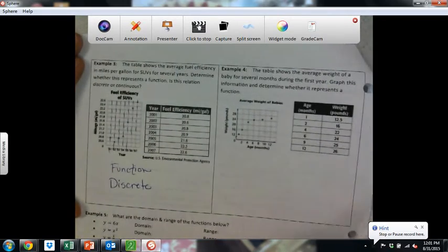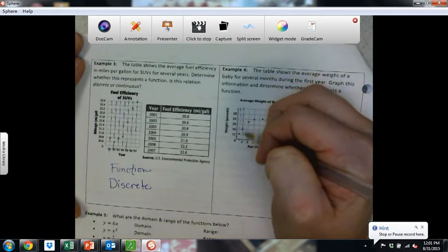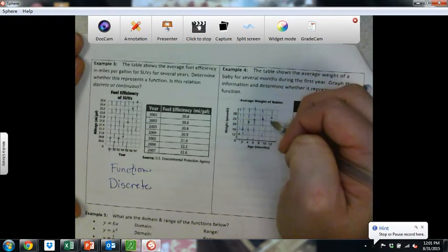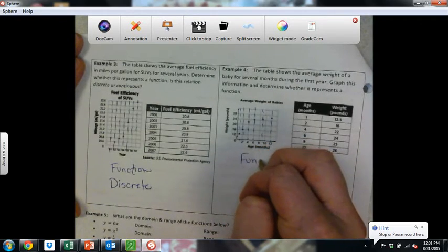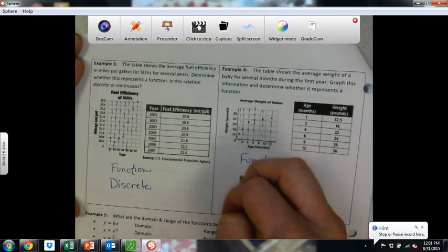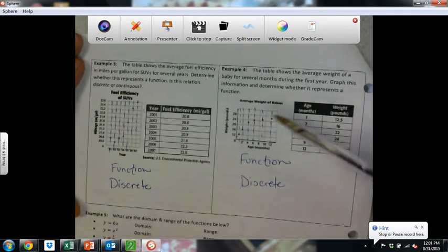I say discrete because it's individual points, not a line that's connecting them. For example number 4, again, I'm going to check and see if my vertical line test is going to hold. As I look through each of these, I don't hit the same point twice, so again, it's a function. And this is also a discrete function. It didn't ask me that, but I can record it anyway, because each of them are individual points. It's not a continuous line.